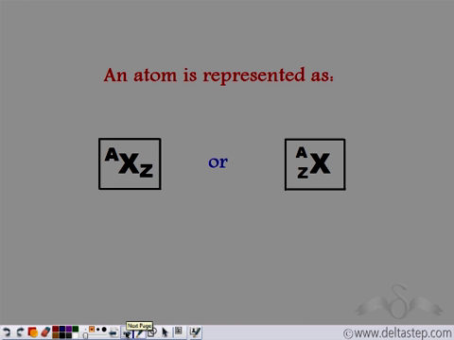An atom is represented in this manner. This superscript A is the mass number of an atom and subscript Z is the atomic number of an atom. They are written in this manner or they are written on one side only. So again, the superscript is the mass number and the subscript is the atomic number. And this is the symbol of an atom. This can be for any particular atom. The capital letter X represents the symbol of that atom.